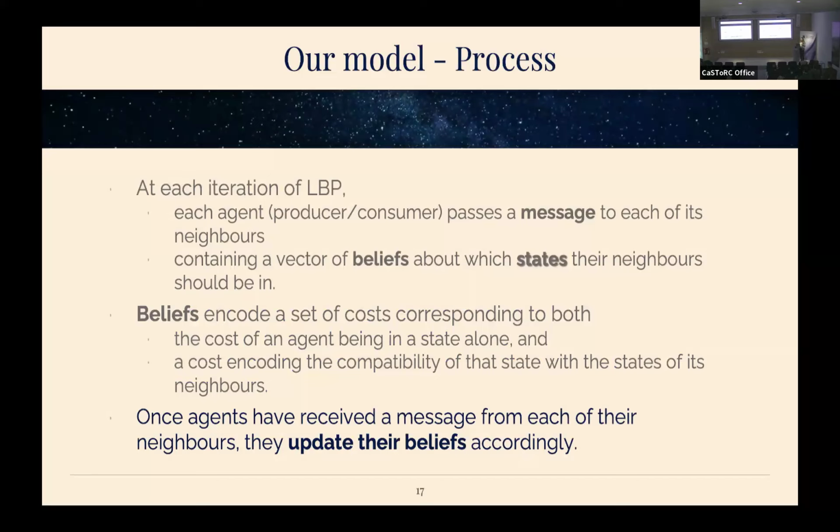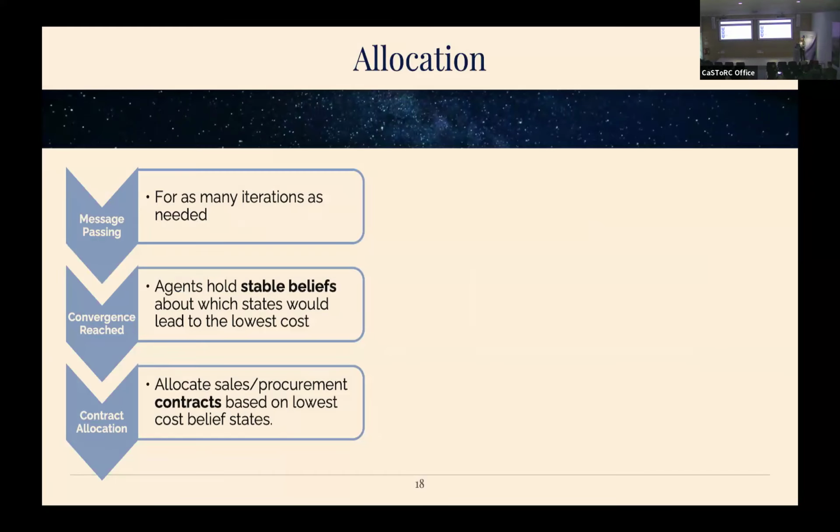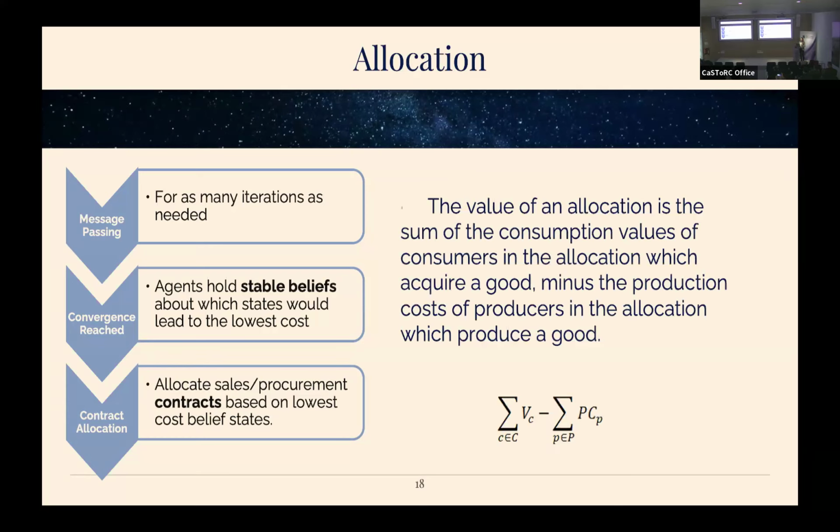So in loopy belief propagation, we exchange those messages, and at the end of each round, the intelligent agents update their beliefs according to the messages they have received, and they continue sending more messages and so on. This message passing phase goes on for as many iterations as needed until at some point convergence is reached, which means that agents for the past X amount of time have been holding stable beliefs about the cost of states and what they should be doing. At this point, we allocate the contracts and we decide what the supply chain should be.